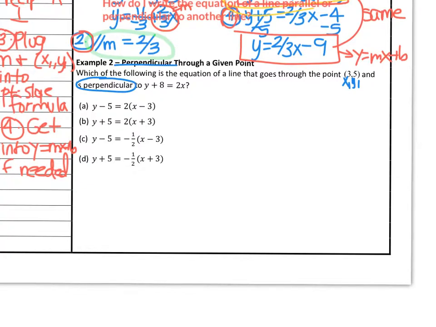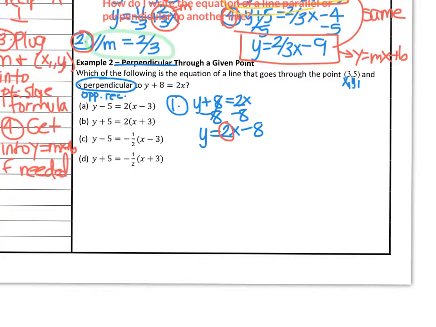Okay, so perpendicular slopes are opposite reciprocals, so that means we're going to flip and negate. So opposite reciprocal slopes. Okay, so step 1, let's follow our steps. We're going to get our equation in y equals mx plus b. So y plus 8 equals 2x. We're going to go ahead and subtract 8 and get y equals 2x minus 8. Okay, identifying our slope as the number attached to x.